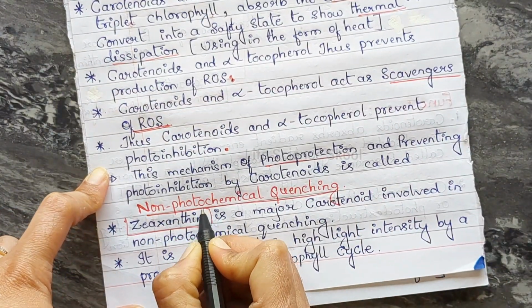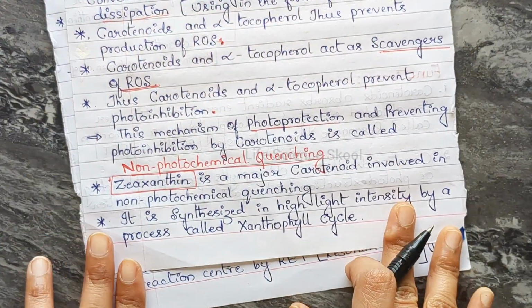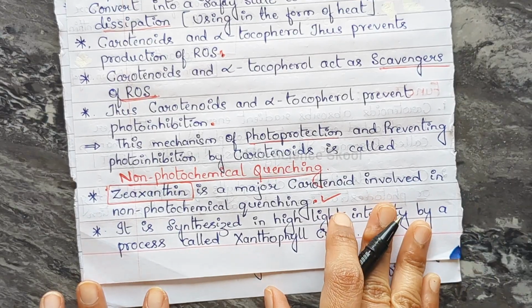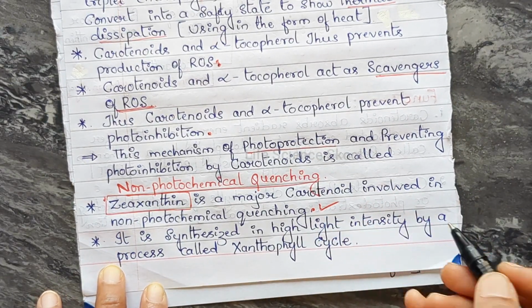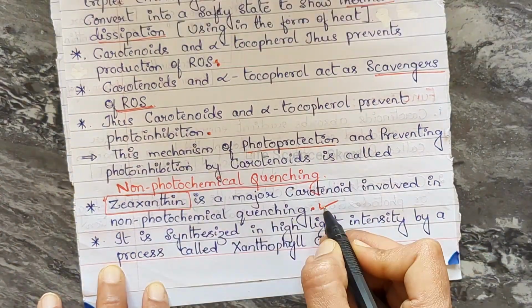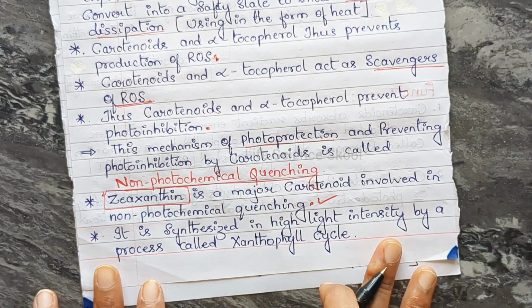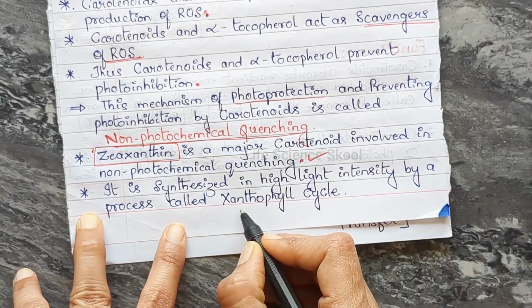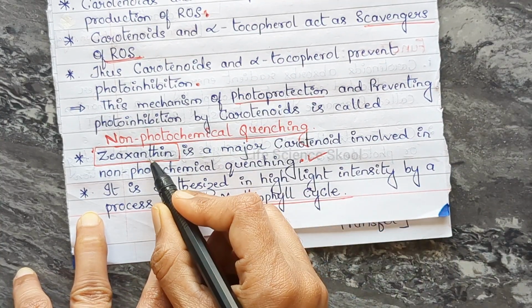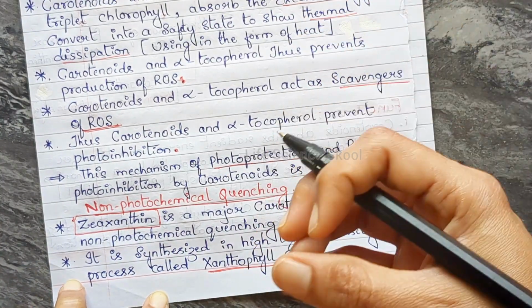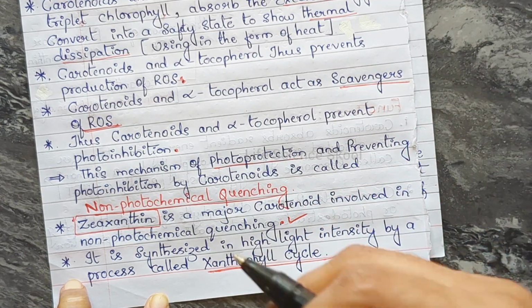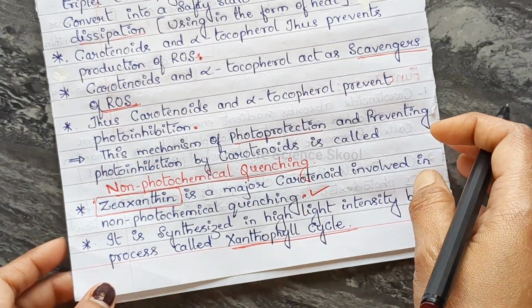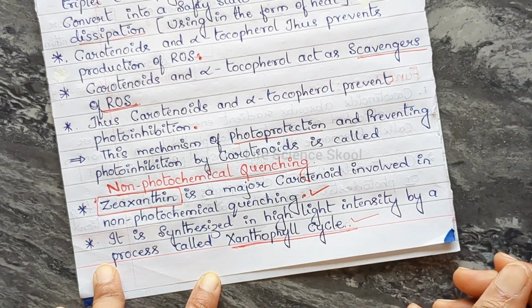This zeaxanthin is a major carotenoid involved in the non-photochemical quenching. This is the important point. They may ask which is the major carotenoid involved in non-photochemical quenching; it is zeaxanthin. Next point, it is synthesized in high light intensity by a process called the xanthophyll cycle. So how is this zeaxanthin synthesized? When excess sunlight is absorbed by the plant, at that time zeaxanthin is synthesized by a process called the xanthophyll cycle.